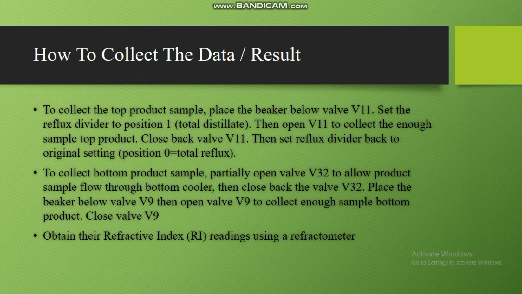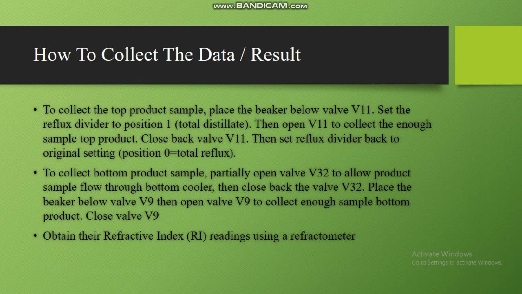Next, how to collect the data or results. We have to collect the top product by placing the beaker below valve 11, set the reflux divider to position 1, total distillate, then open valve 11 to collect enough top product sample. Close valve 11, then set the reflux divider back to the original setting, position 0, equal to total reflux.